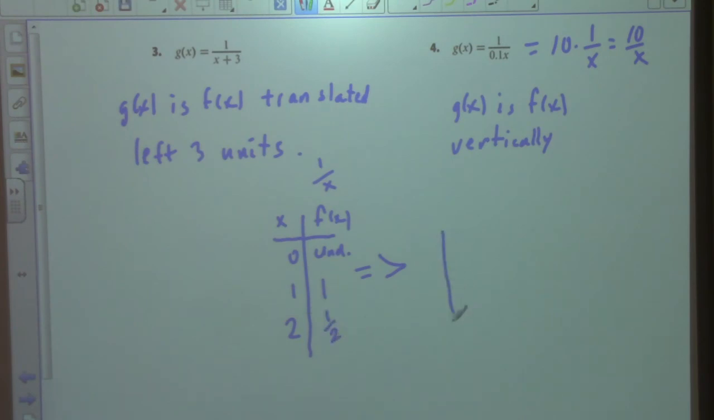Now we go to x, g of x, and here's g of x. We plug in 0, this still is undefined, right? If we plug in 1, we get 10. If we plug in 2, we get 20. So what is this thing doing? It's 1 here and it's 10 here. It's getting bigger. This one here somehow doesn't look right. This is going to be 5, right? Yeah, because it's 1/2 times 10. So g of x is f of x vertically stretched, reflected by a factor of 10.